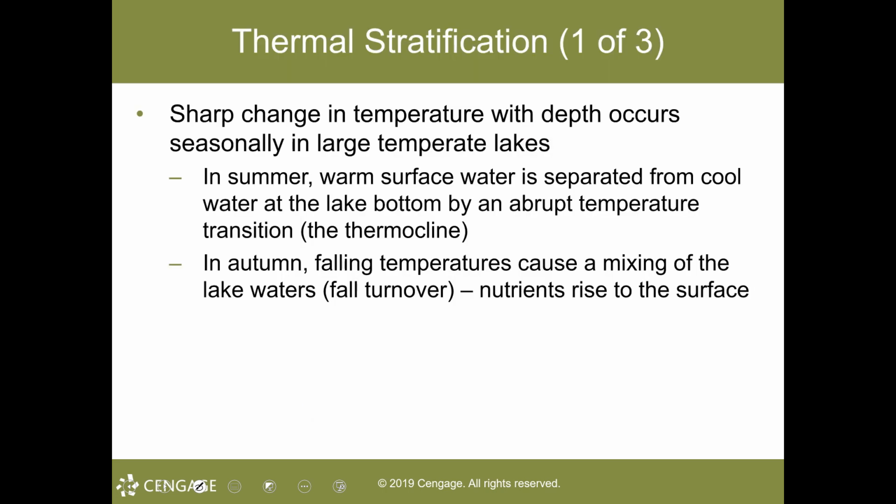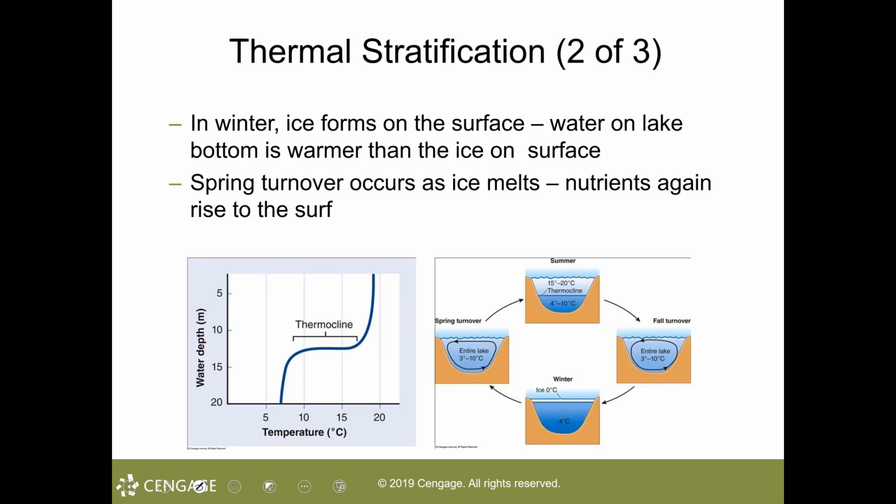Now on to thermal stratification in temperate lakes. With thermal stratification, it's, of course, the temperature changes that sharply occur with depth. Thermal stratification occurs because the summer sunlight penetrates and warms the surface water, making it less dense. And in summer, cool water remains at the lake bottom and is separated from the warm water above by that abrupt temperature transition called the thermocline, shown there. The seasonal distribution of temperature and oxygen affects the distribution of fish in the lake.